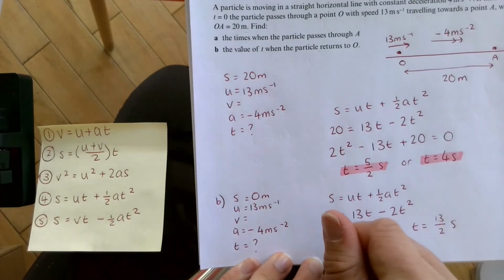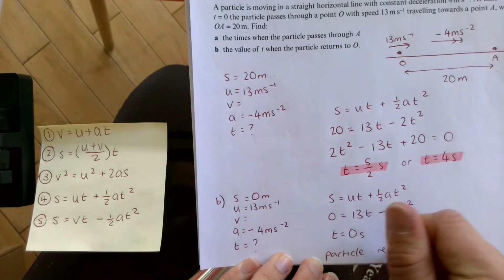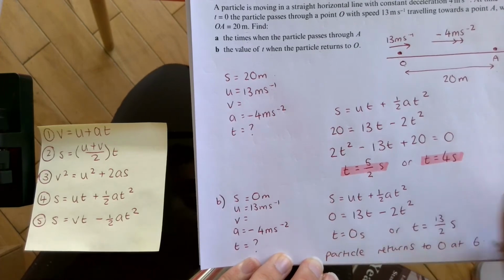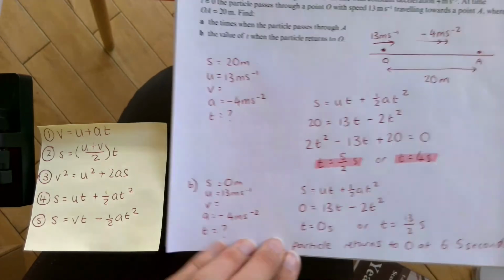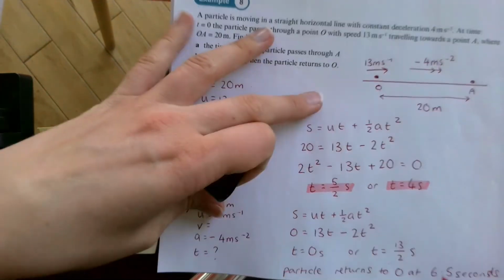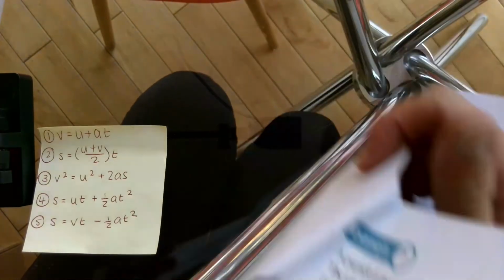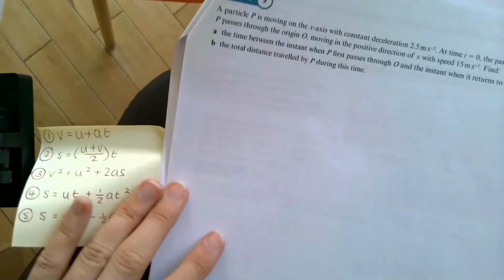So I will say particle returns to O at 6.5 seconds. So 6.5 is my answer there, 6.5 seconds. Okay, then the final example is example 9.